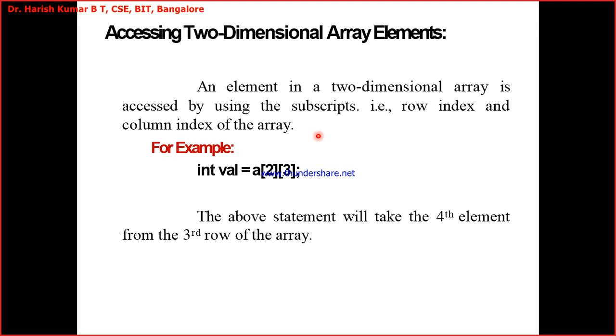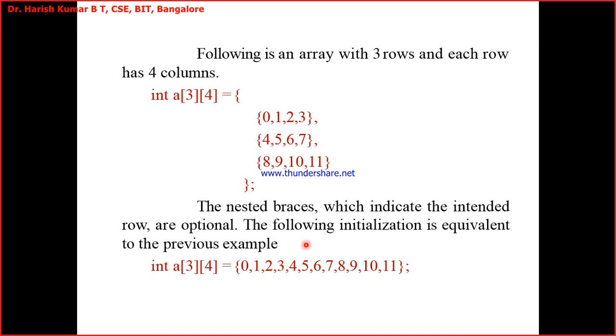Now, accessing a 2D array element. Say I want to get the second row, third column element. This is how I specify it: A of 2, 3. Second row, third column. The element is fetched and assigned to the variable value. The above statement will take the fourth element from the third row of the array. This element is taken and assigned to the variable.